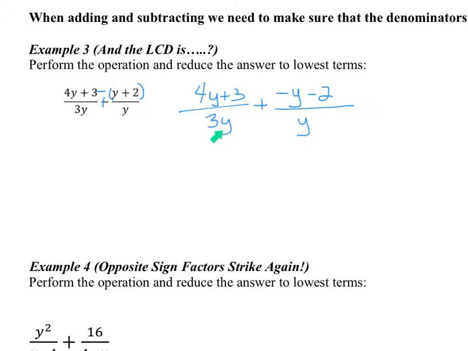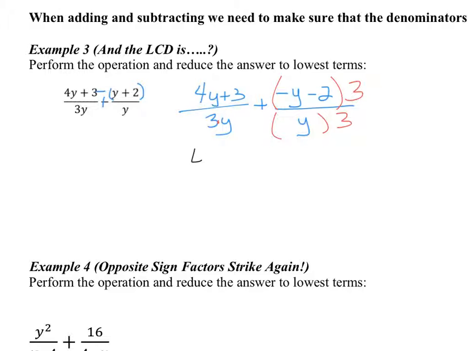This is a 3, and this is a y. Those are its factors. That's it. This one has a y, so this one does not have a 3. So that's what we do. We multiply by the missing factor. So we multiply the top and the bottom here by 3 because it doesn't have it. So I need to get a 3 down there, so I multiply. Now this is because this is 3 times y.